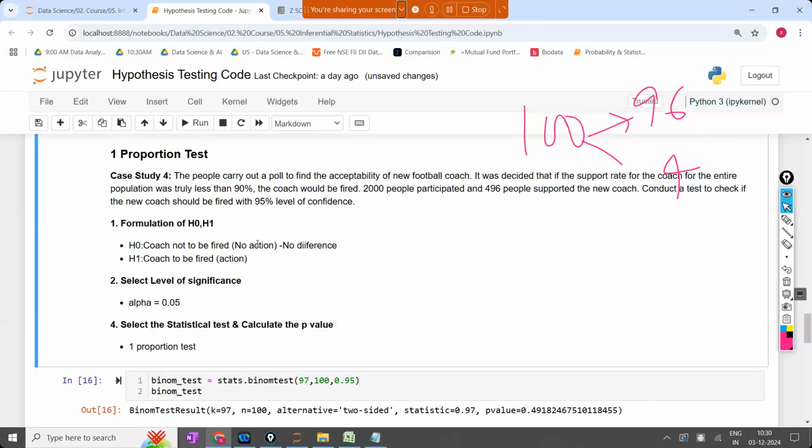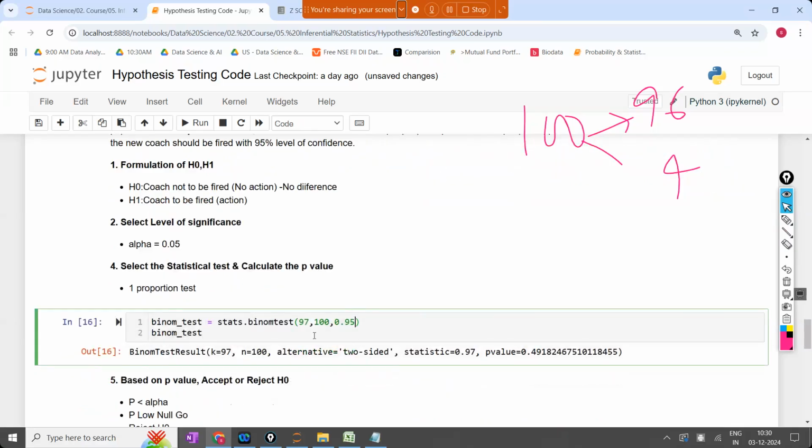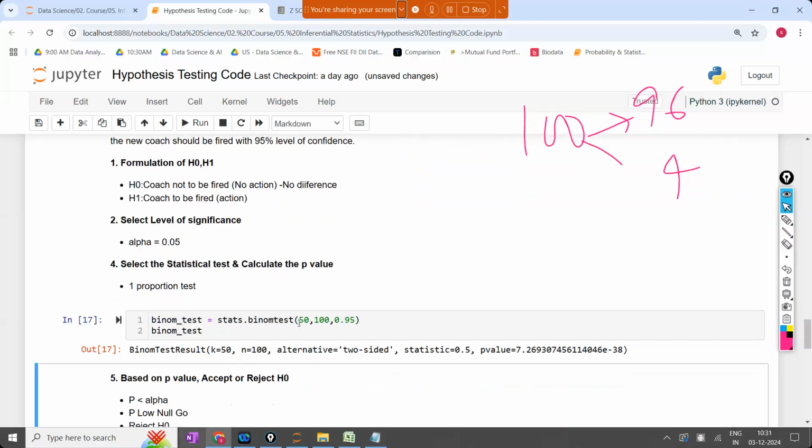Coach has to be continued. For example, for him, 95%, but only 50 students are supporting, and the remaining 50 students are not supporting. Then what is the p value?